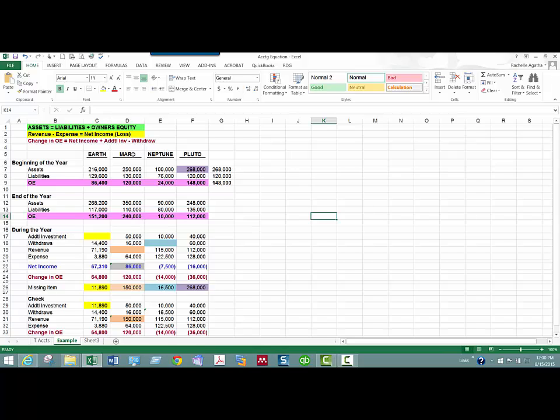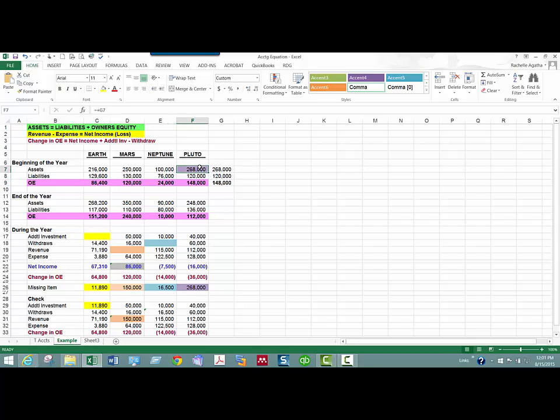I just made this up: Earth, Mars, Neptune, and Pluto. So Earth has assets, and then they have liabilities and owner's equity. And you can see I solved for owner's equity by taking the assets minus the liabilities. That's a very simple thing to have to solve for. Same with Mars, same with Neptune.